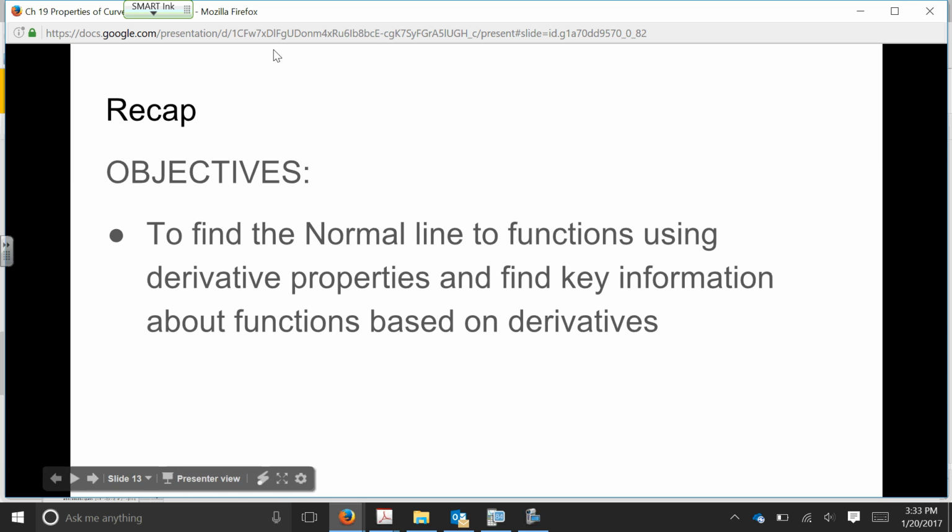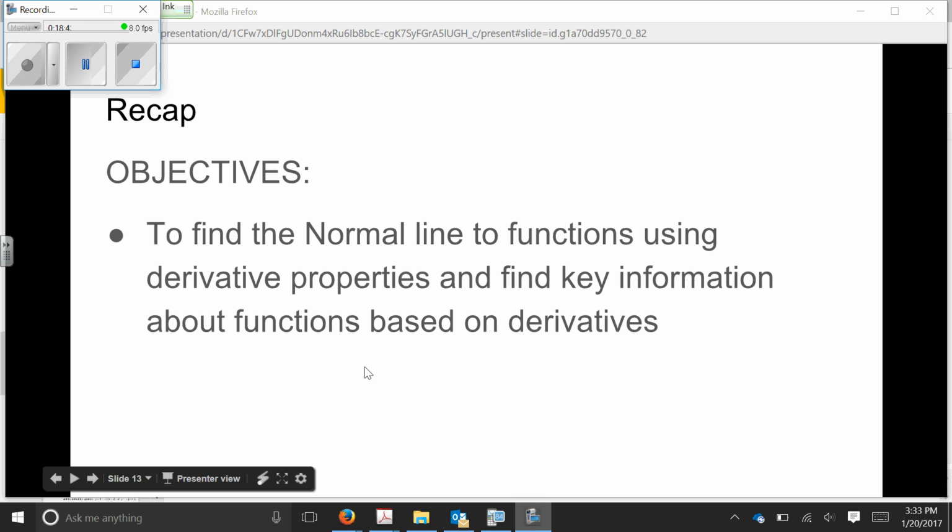So what we did was we spent a lot of time talking about normal lines and tangent lines and how to find them for different kinds of functions, and then basically what it means and what the graphical understanding of what's going on there. So that's it for this video. We're going to continue talking about tangent lines and what it means for the graphs and things like that moving forward.